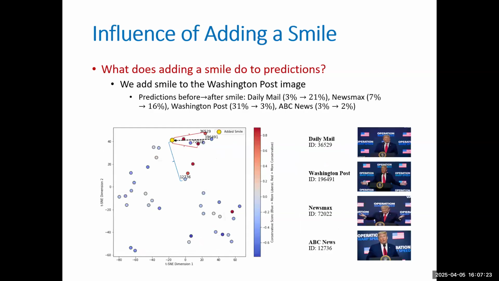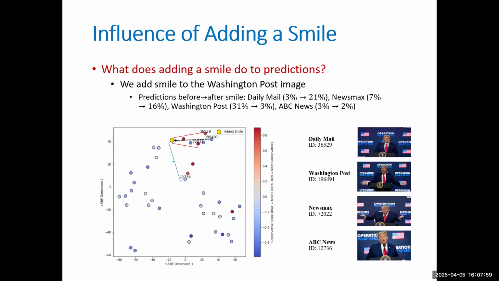We zoom in even further, and I want to just show you how this approach works. Here, for example, these are 4 images that I showed you earlier on coverage of Operation Warp Speed: Daily Mail, Washington Post, Newsmax, ABC News. We have 4 different images, same event. Now we take this one, Washington Post, it's here, and we add a smile to it, and we want to see where it moves in the overall embedding. As you can see, it moves from here to here. It gets closer to instances from Daily Mail and Newsmax.